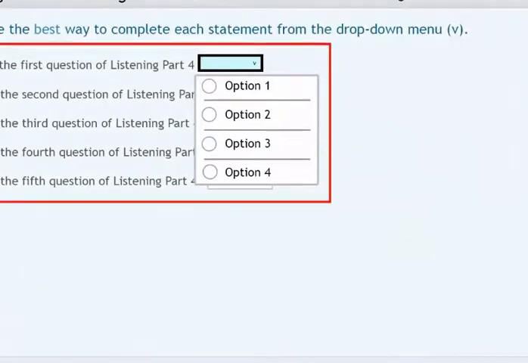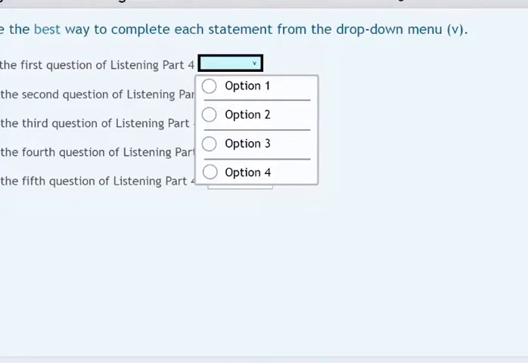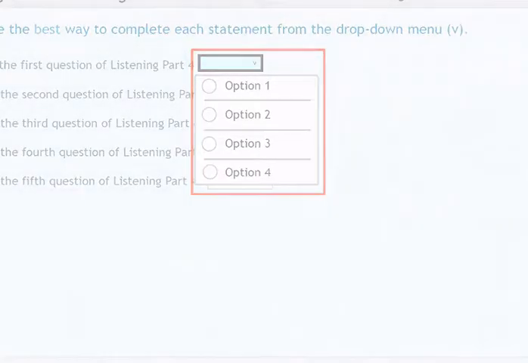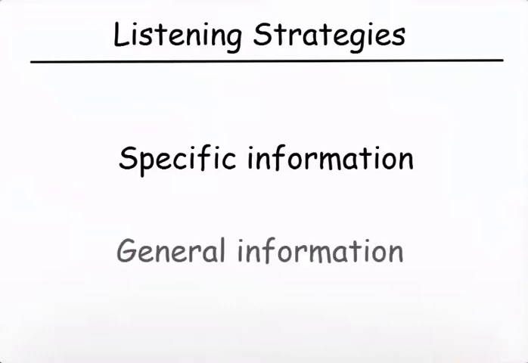Again though, keep an eye on the timer. If you've got any time left over, double check your answers. These questions are multiple choice as well, but this time, you'll select each answer from a drop-down menu. In these later listening parts, you may hear words that you don't understand, and in some cases, this may make it difficult to answer questions about specific information. If you listen carefully though, you may still be able to answer questions about general information.